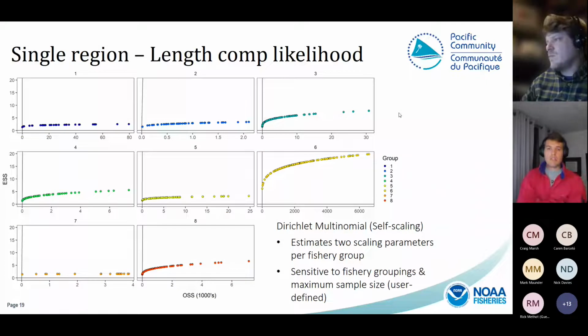In that application, the Dirichlet multinomial is a self-scaling likelihood for the length composition data. So you estimate 2 scaling parameters per fishery group, and here we defined 1 group for each fishery. That being said, this approach is sensitive to how you choose to group fisheries, and also the maximum input sample size specified, although the idea there is to set a maximum sample size that's large enough that the effective sample sizes aren't reaching the asymptote, which we did in this case.